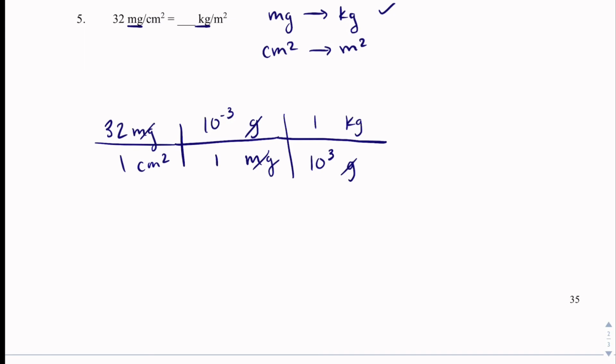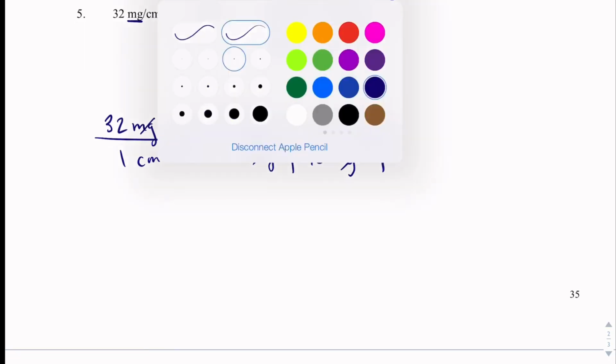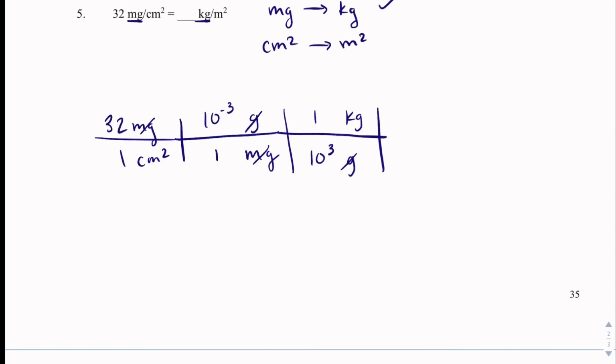And then now, maybe I use a different color. Maybe that would be easier to see. We're going to go from centimeters squared, we have a square here, to meters squared. So we're going to go first from centimeters to meters. We're not going to worry about the square part. 1 centimeter is 10 to the minus 2 meters. Now we will worry about just squaring the ones that needed to be squared. So we get something that looks like this.